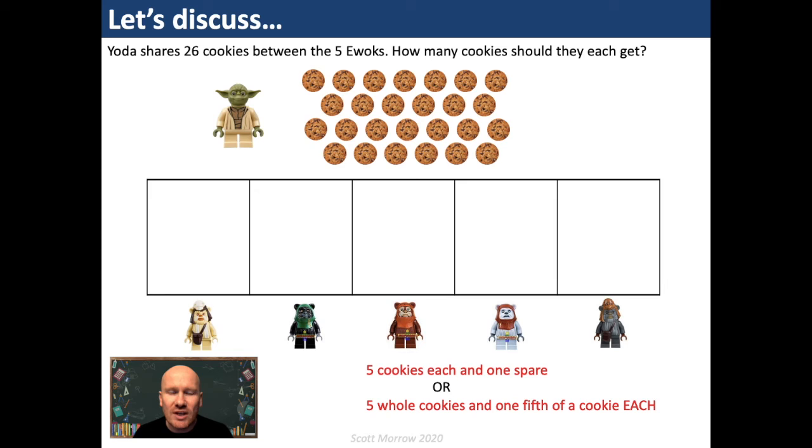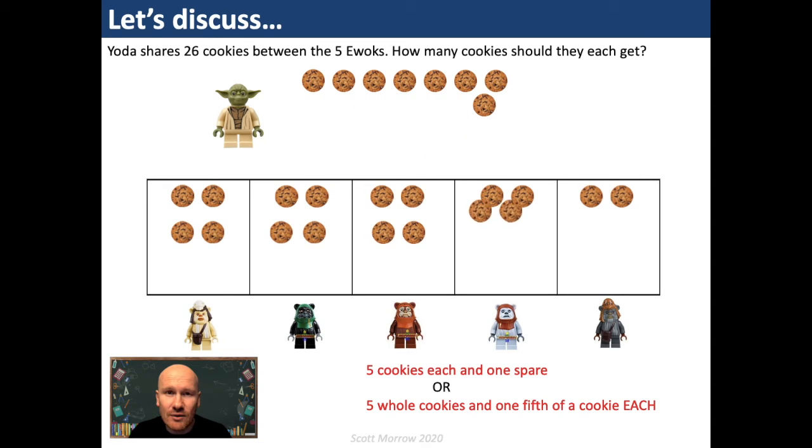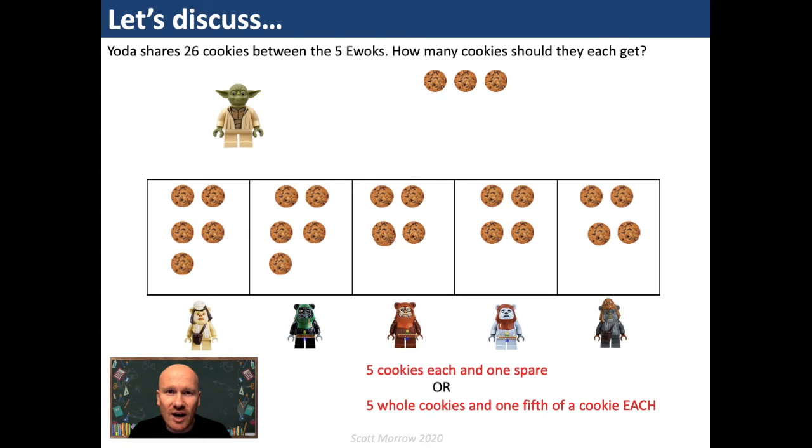We shared those cookies out 1 at a time, however we could have done that using different numbers. To begin with, I might have given each of the Ewoks 2 cookies at a time. That would be 10 shared out. I've then got enough to give them another 2 at a time, which would be 20 shared out. I could then give them another one cookie, which leaves me with that one remaining cookie that we split into fifths in order to share out equally.